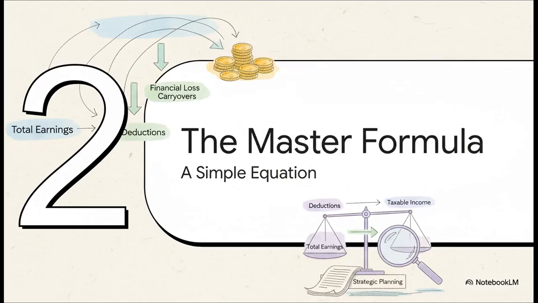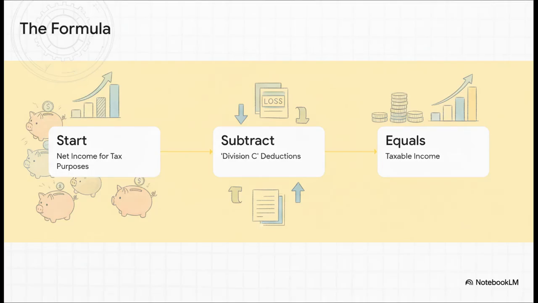You might think it's some super complicated process, but believe it or not, the entire thing can be boiled down to one simple master formula. And there it is. It's really just a three-step dance. You start with your net income, you subtract a specific set of deductions, the tax code calls them Division C deductions, and what's left over, bam, that's your taxable income. Simple, right? The real power, of course, comes from knowing exactly what those deductions are.